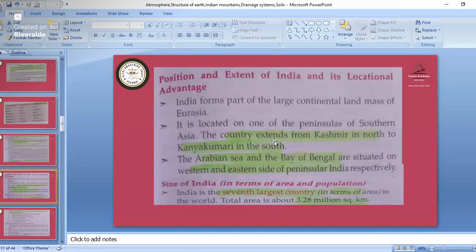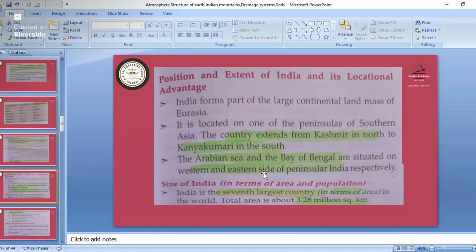The country extends from Kashmir in the north to Kanyakumari in the south. If they ask about the distance between these two, from north to south the distance is 3,214 kilometers, and from west to east it is 2,933. Note it down in your notebook, because they might ask about the extension: the latitude, longitude, and this distance also. In the west is the Arabian Sea, and in the east we have the Bay of Bengal, on the eastern side of peninsular India.